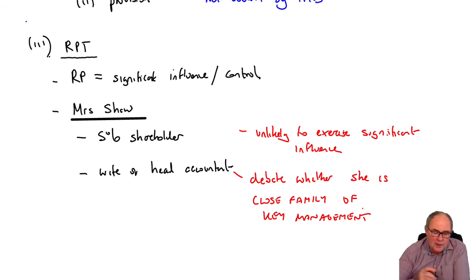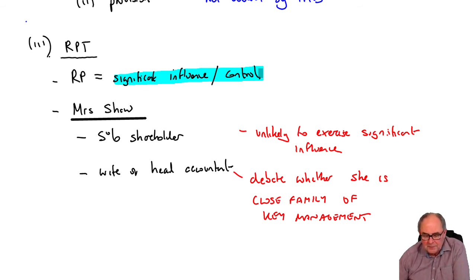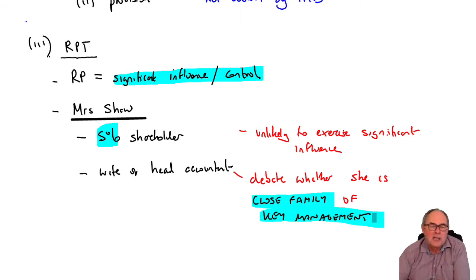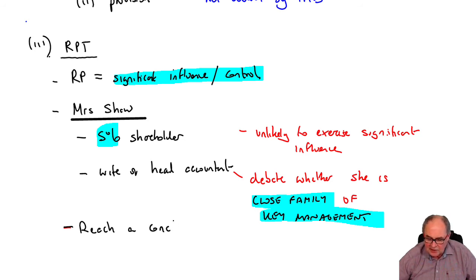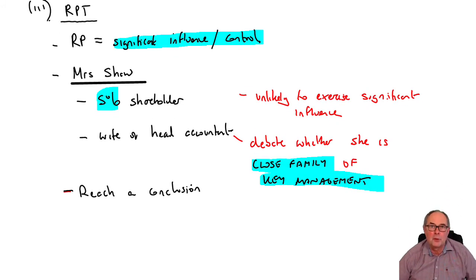But what they're looking for is the knowledge. So if I was marking your answer, I would be looking for the words significant influence and control. I'd be looking for the fact that you'd use the fact that she owned 5% of the shares. And I'd be looking for the fact that you'd use these blue words here, close family and key management, and then had a debate. So yes, you would then need to reach a conclusion. I'm not going to do that now because you can come off the fence either way, probably. So the answer suggests not related party. I'm sure you could argue that the other way round as well.